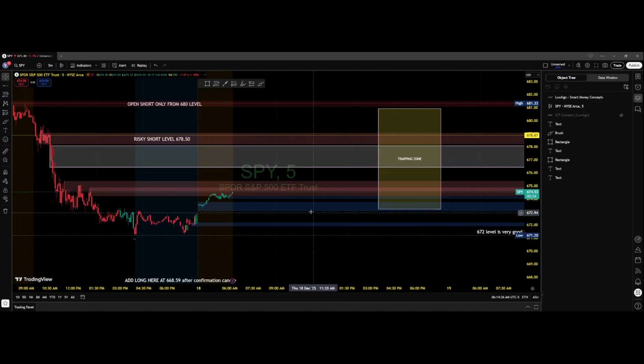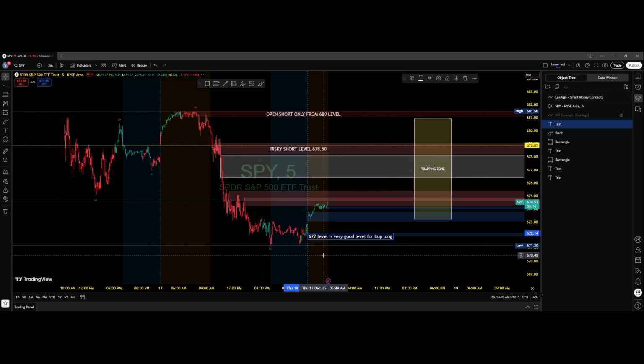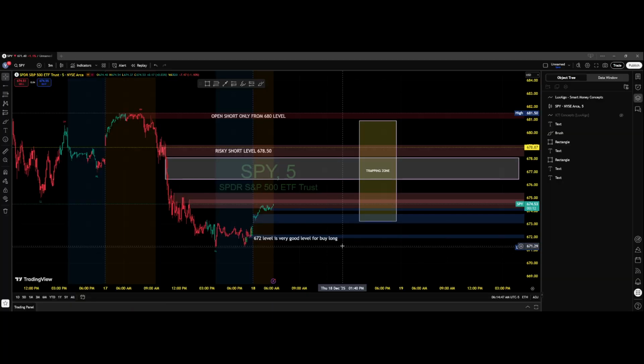So let's go back to the 5 minute. I have already marked it right here. All right, so basically this particular zone is called our discounted level, right? When the market comes back, we will see more orders filled, and the market will go back up again. Okay, why am I calling this a trapping zone?